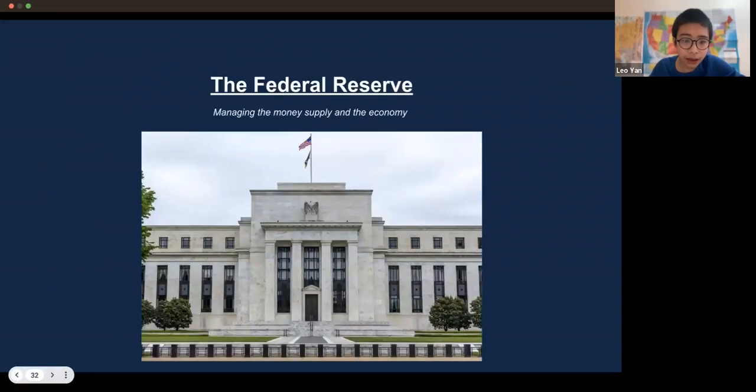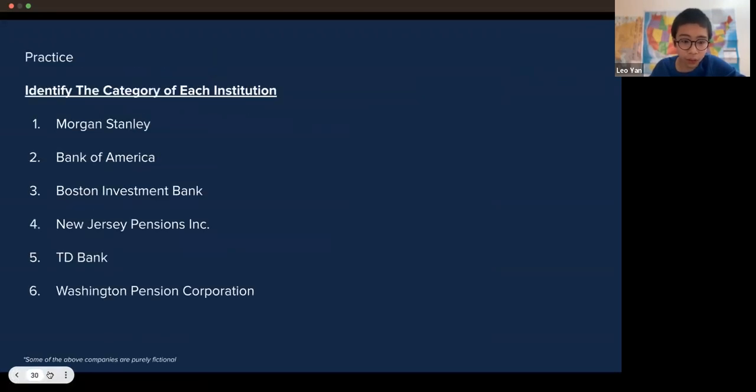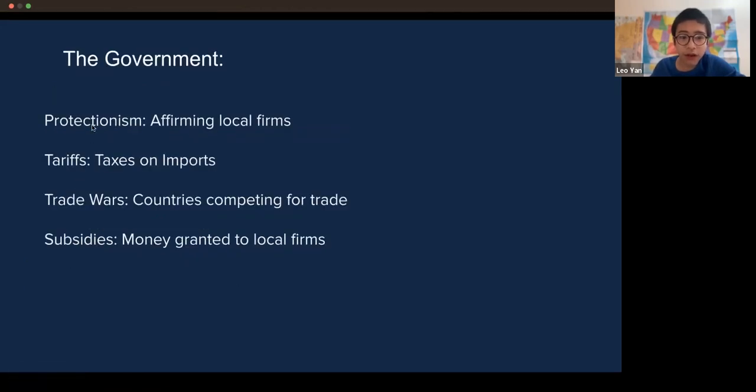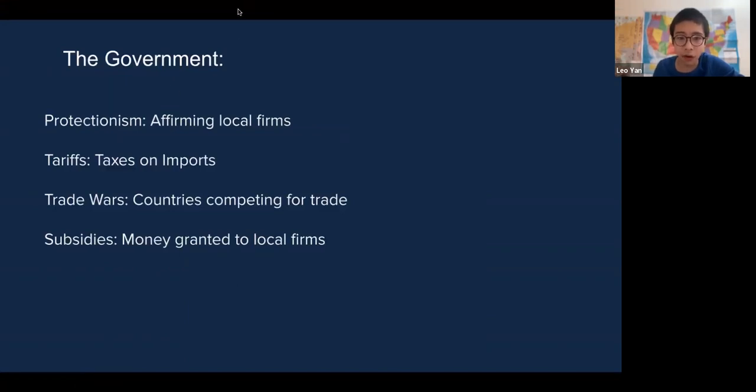So the first way that they conduct a trade war is through protectionism. So protectionism is basically any kind of action. It's an umbrella, or it's a very broad term that describes any kind of action that helps local firms outcompete foreign firms. So all of the things that are included below, like tariffs, trade wars, and subsidies, these all are acts of protectionism. And the point of any kind of governmental policy for the economy is to protect local firms.